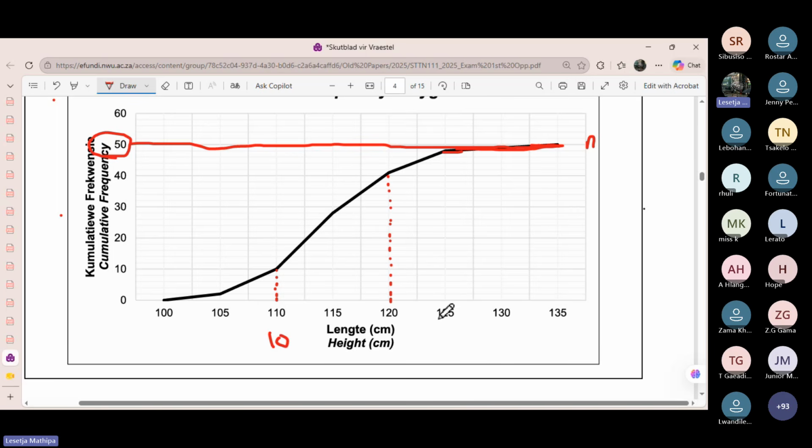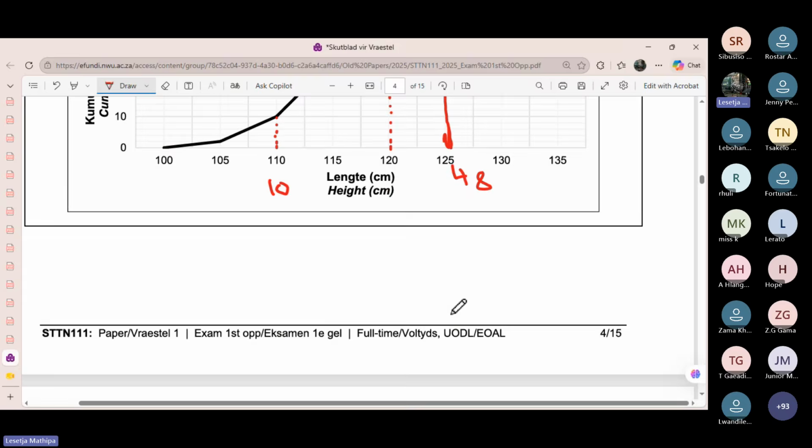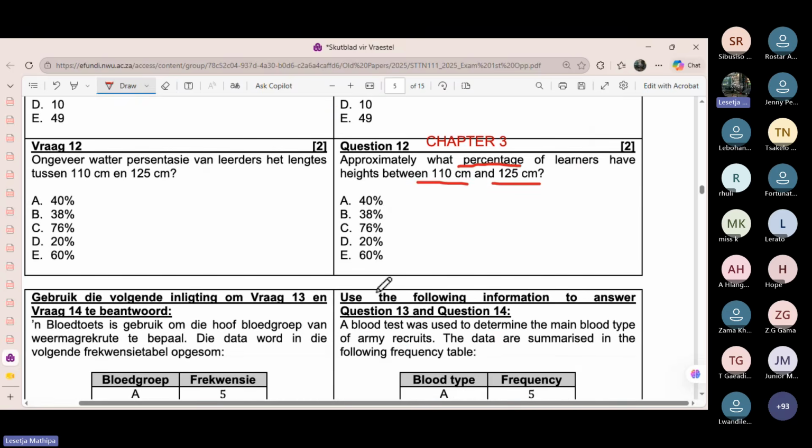Then there also is 125. Let's check for this one. For 125, you're going to check which value? 48. Okay, it was 48 for this one. So now you're going to say, remember I said with between, the bigger one, 48 minus 10.